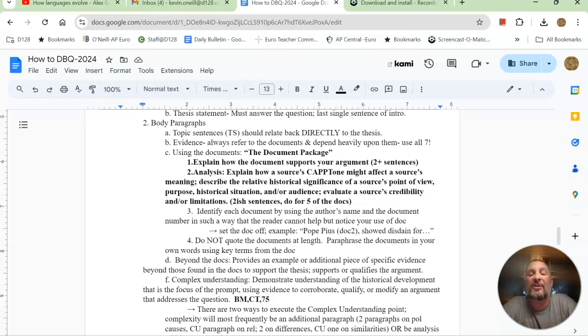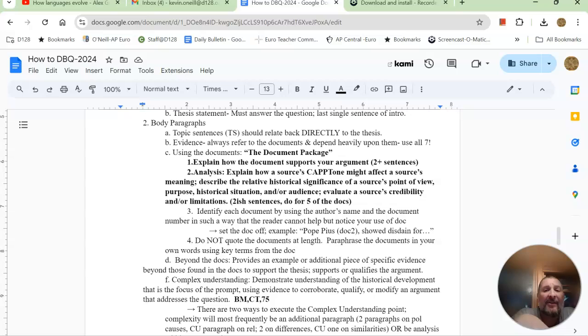This is a DBQ, a document-based question, so you must use the documents. Okay? And we're going to use all 7, don't forget. And then, all right, how do we use the documents? I call this the document package. Every single time you use a doc, this is what you're going to do.